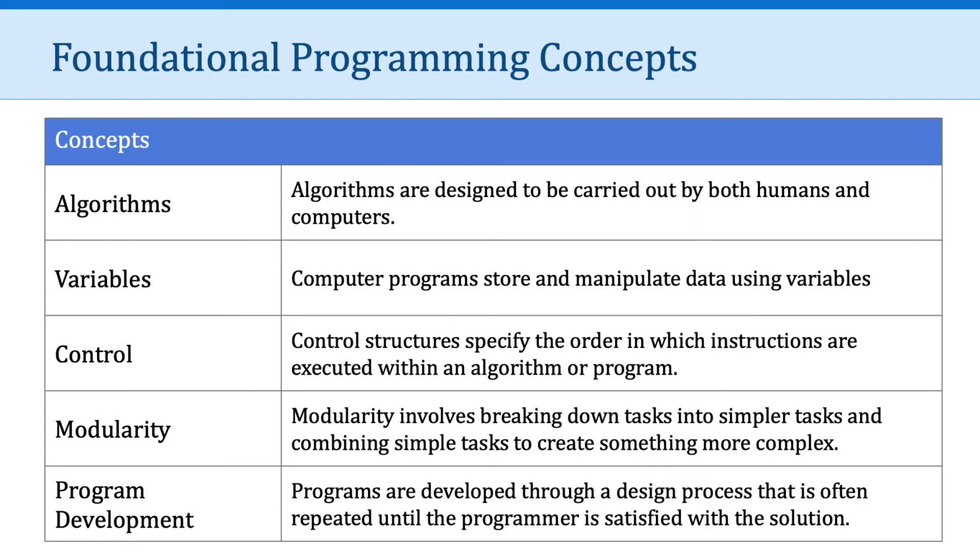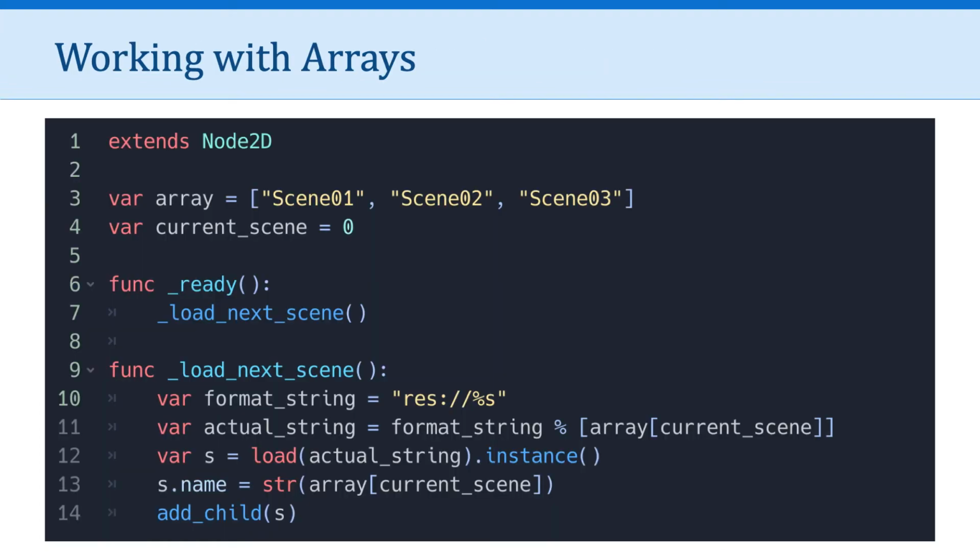Last week we introduced a new type of variable or data structure known as arrays. And we learned that arrays can be pretty powerful in helping us write more modular and efficient code. And we took a look at this example here where we used an array of our scene names to create a single function that starts on line 9 called load next scene that was capable of loading any scene we asked it to load by iterating through our array.